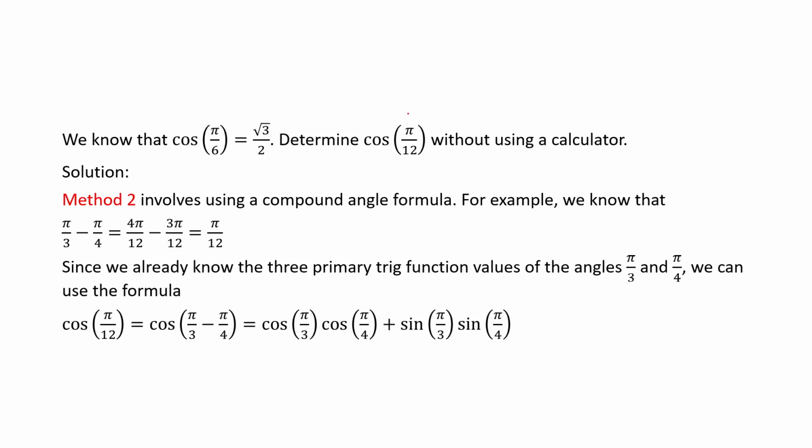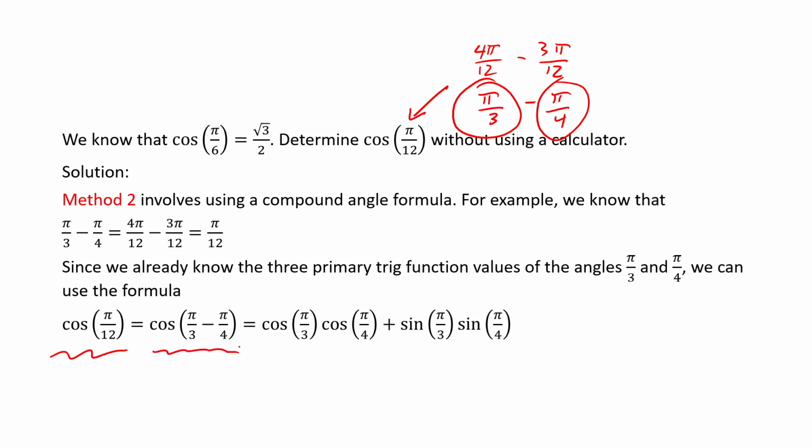Another way of doing this is to say to ourselves, listen, pi over 12, that's the same as 4 pi over 12 minus 3 pi over 12. Well, 4 pi over 12 is the same as pi over 3, and 3 pi over 12 is the same as pi over 4. We actually know values of sine and cos for the angle pi over 3 and for the angle pi over 4. So we can actually re-express the cos of pi over 12 as the cos of pi over 3 minus pi over 4. Well, that means using our formula for the cos of pi over 3 minus pi over 4, we'd get cos of pi over 3 cos of pi over 4 plus sine of pi over 3 sine of pi over 4.